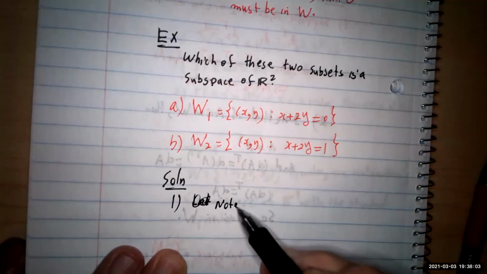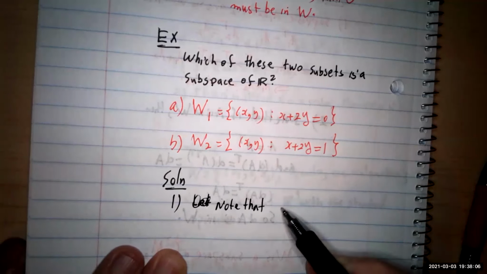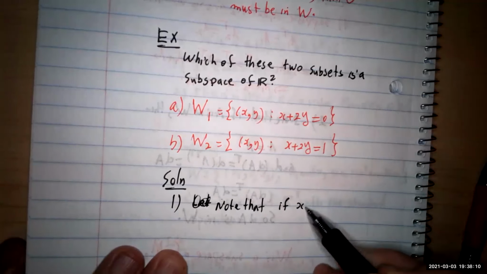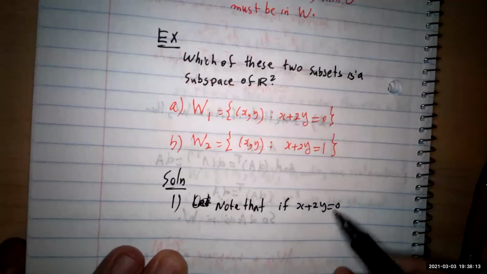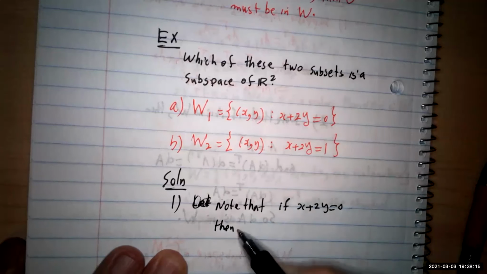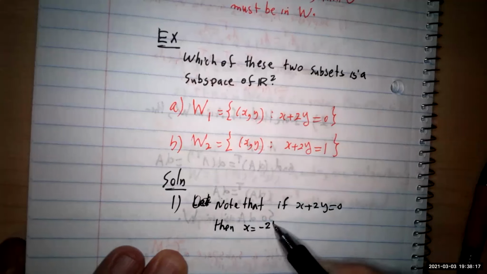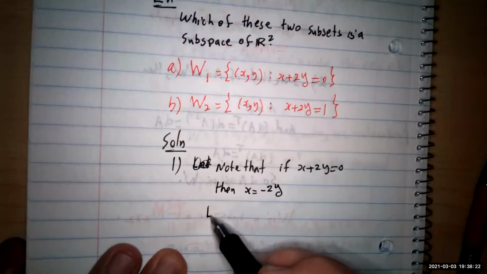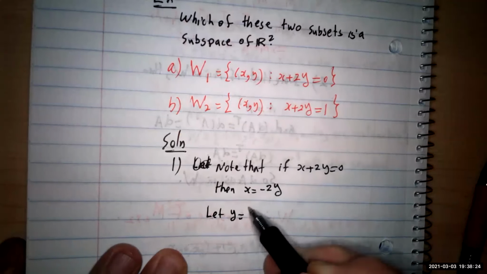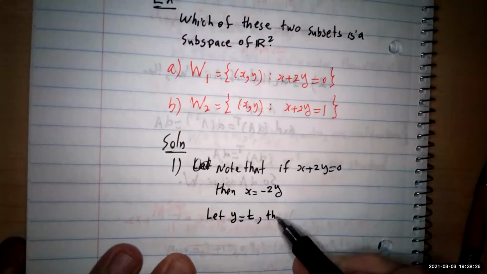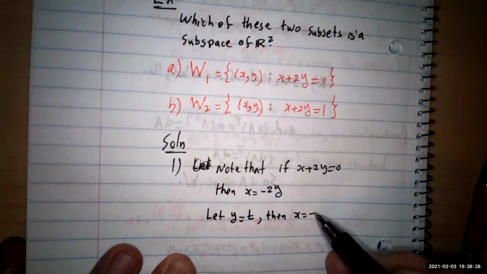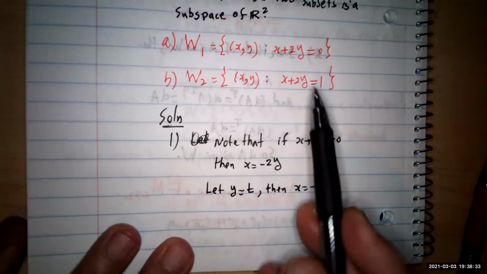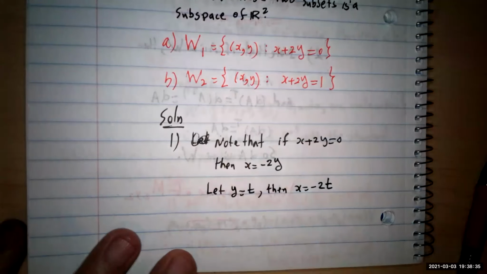Note that if x plus 2y equals 0, then x would be negative 2y. That's a relationship, you can simplify it. So let y be equal to t, then x would be equal to negative 2t. That would be easier for you to handle the members of W1.